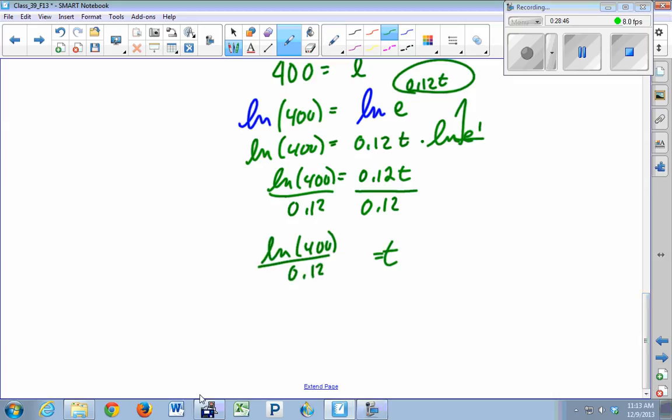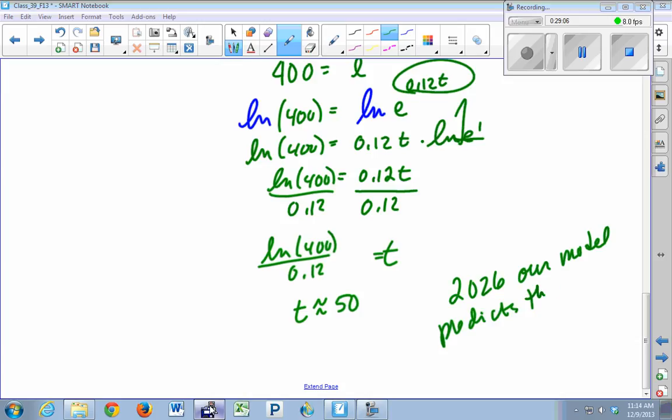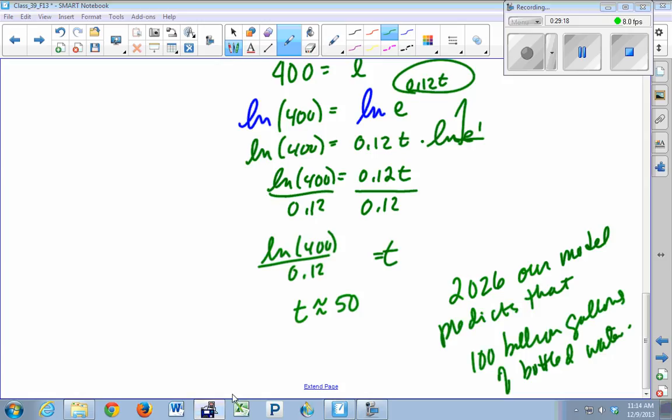So let's see what that is. How many years is it predicting it will be 100 billion? About 50 years, right? It's 49.9. So t is approximately 50. So that's saying in 2026, our model predicts that 100 billion gallons of bottled water will be sold. No, it's 50 years after 1976.